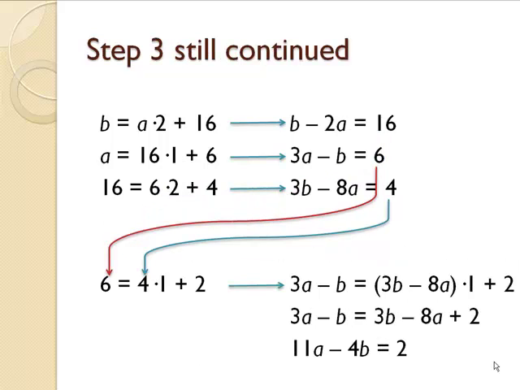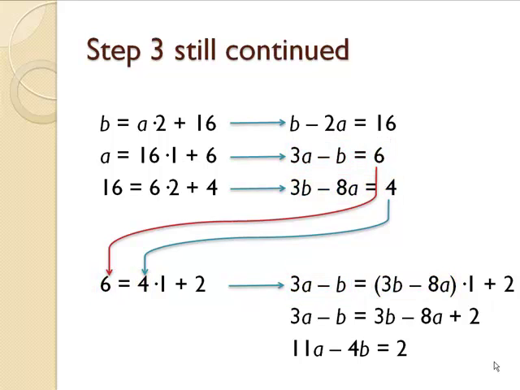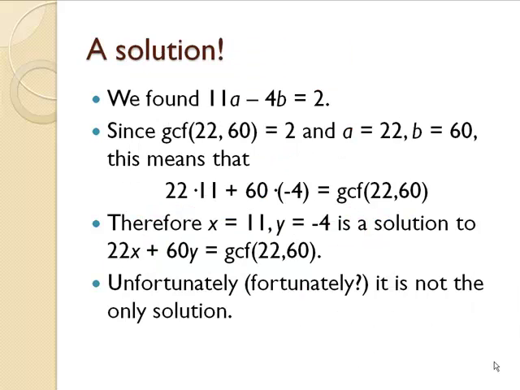In the next line we have a 6 and a 4, so I substitute the 3a minus b in for the 6, the 3b minus 8a in for the 4, then solve for that remainder of 2. When all the algebra shakes out, we get 11a minus 4b equals 2. We found 11a minus 4b equals 2.